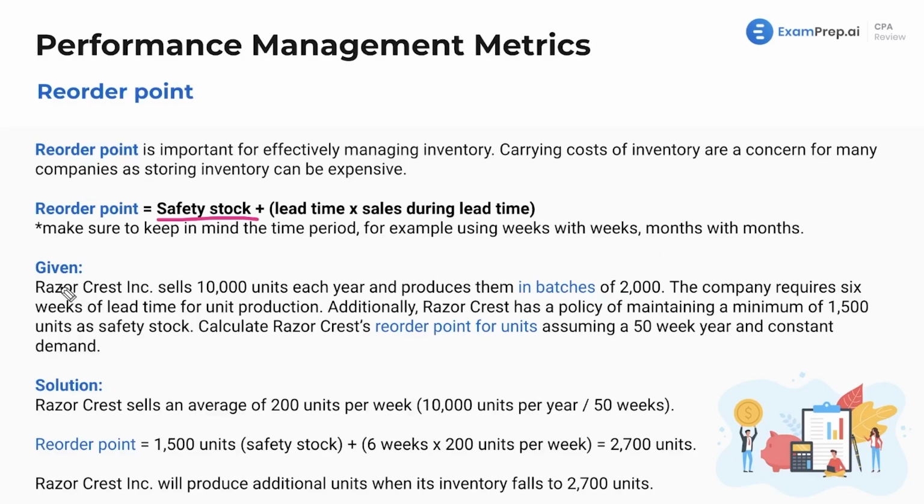Here's an example with a question. Razor Crest Inc. sells 10,000 units each year and produces them in batches of 2,000. The company requires 6 weeks of lead time for unit production. All right, that seems pretty important. Well, also these are important too. Didn't underline those. Additionally, Razor Crest has a policy of maintaining a minimum of 1,500 units as safety stock. Calculate the reorder point, assuming a 50-week year and constant demand.